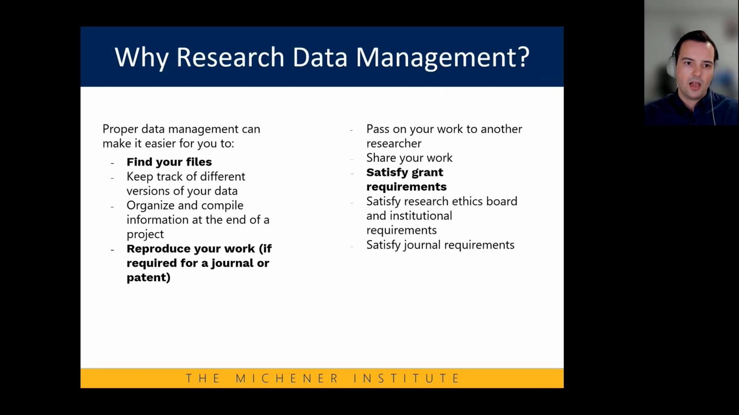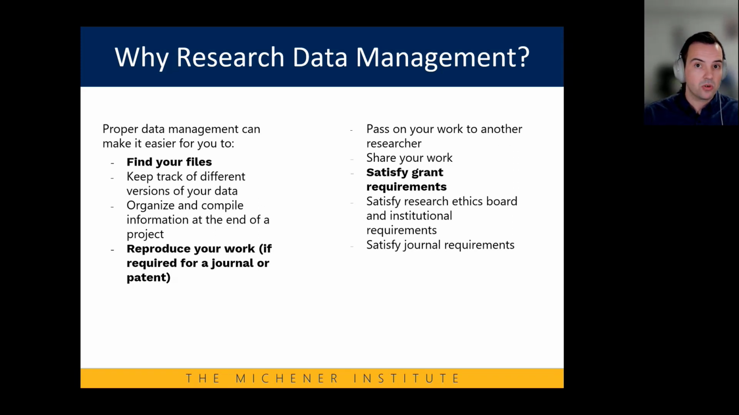But for you, proper research data management can make it easier to find your files. It can make it easier to keep track of your data and the versioning of your data. It can make it easier to organize and compile information at the end of your project as you look back at all the things you've produced, sometimes over the course of years or even decades. It's easier to organize that and then put it to rest at the end, or to produce something at the end that incorporates all that data.